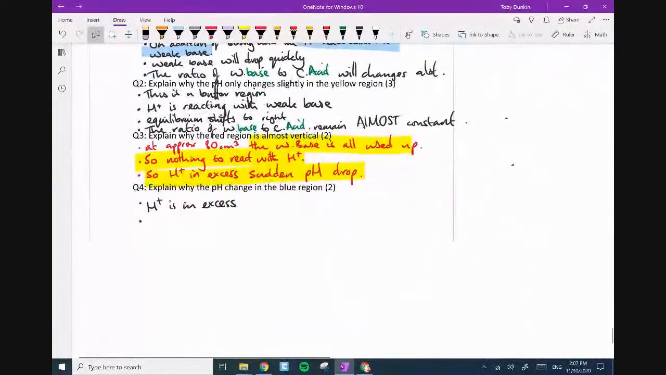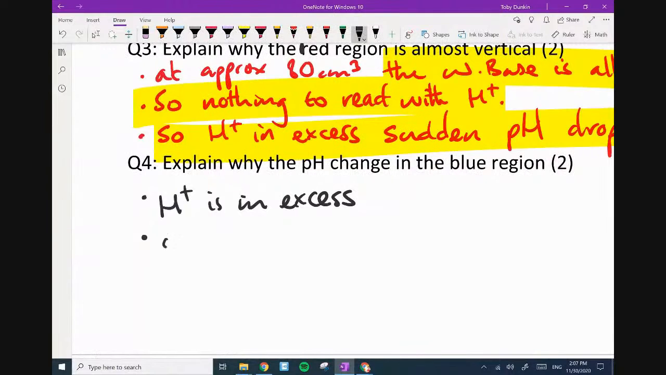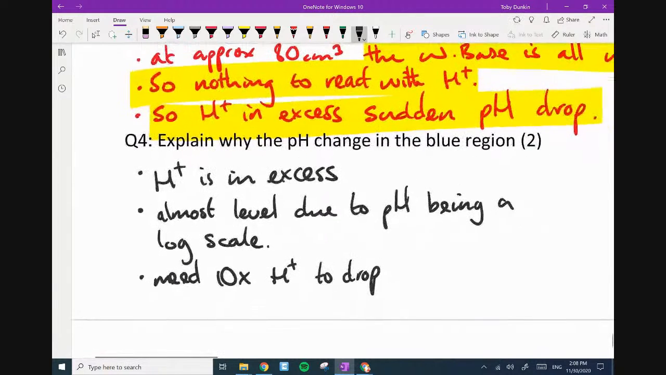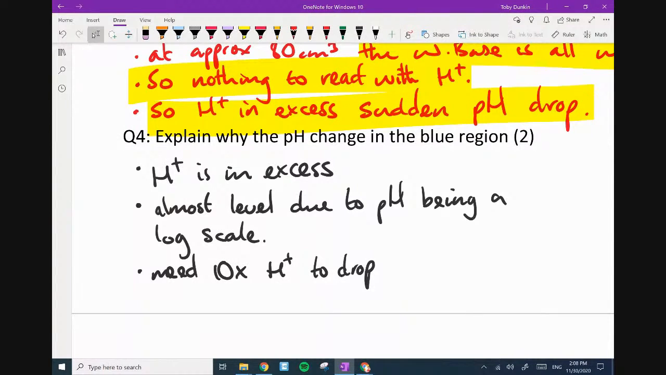It's because in order to increase, almost level due to pH being a log scale. Log scale, next bullet point, you need 10 times as much H plus to drop each pH number. You need a lot of it. The mark is just for saying that you require a lot of it.